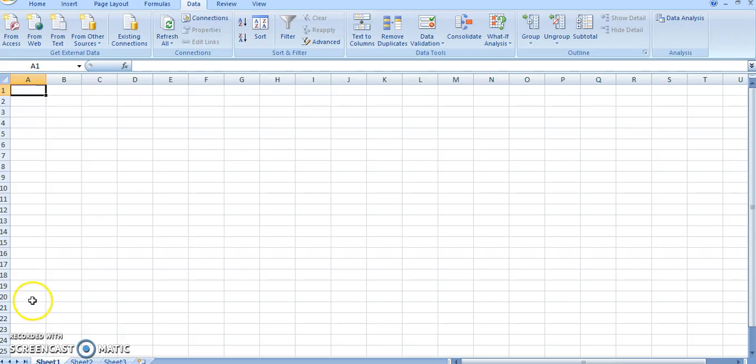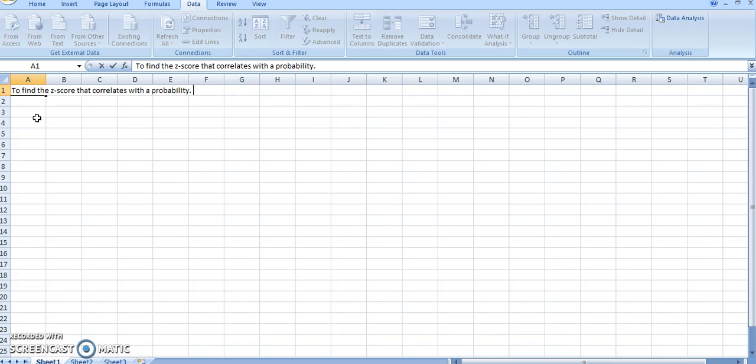I wanted to review with you how to use Excel in order to find probabilities using the norm distribution and norm distribution inverse, along with finding z-scores. To find the z-score that correlates with a probability. Example, find the z-score for the shaded region with a probability of 0.7956.